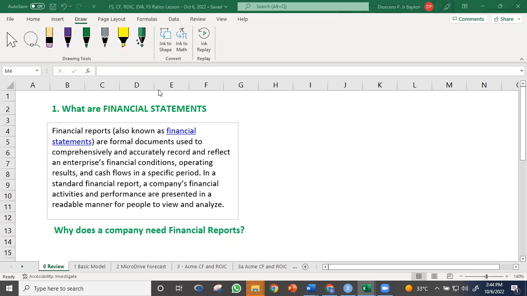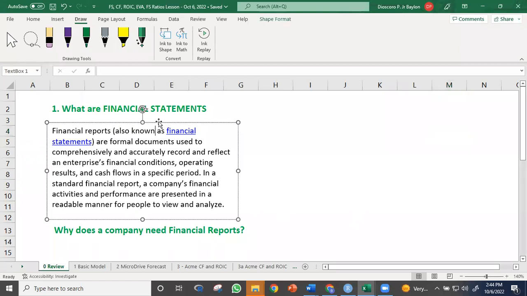And I shared with you this file: financial statements, cash flow, ROIC, EVA, FS ratios lesson for October 6. There are actually around 8 worksheets that we're going to work on. Okay. So as a start, let's have a review of your accounting lessons.